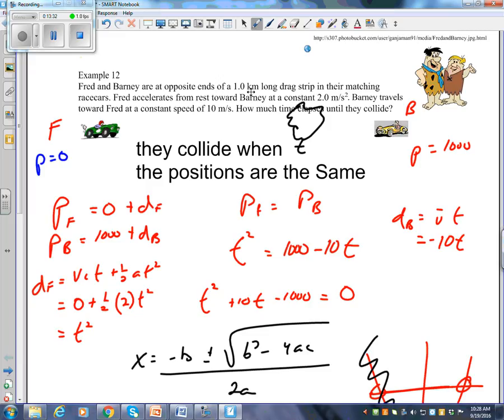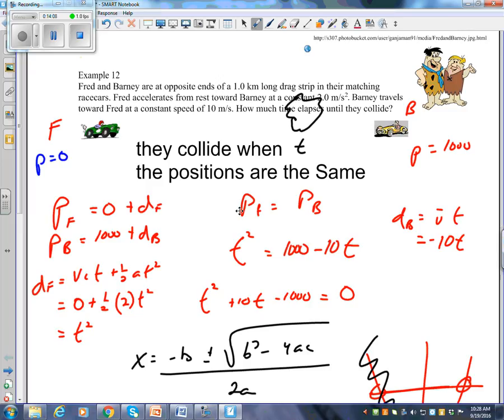Okay, so how did we set this up? The question was, how much time will elapse until they collide? So we have to make that logical jump, that they collide when their positions are the same. And we set position of Fred equal to position of Barney. And then we have to figure out an equation for the position of Fred. Fred starts at position 0, and his position then is 0 plus his displacement, which we figured out to be v_i t plus a half a t squared. When we substituted, we ended up with just t squared. So I put t squared in for position of Fred.